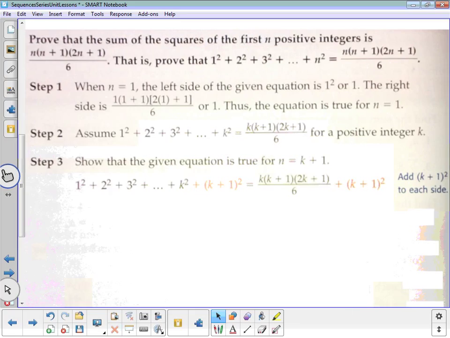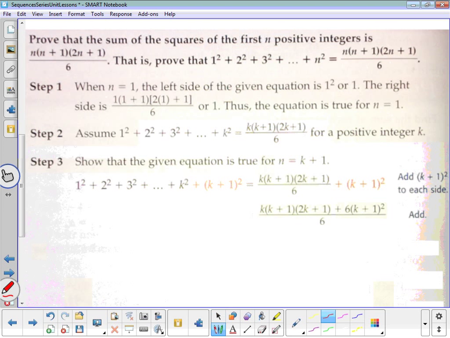So now that I have that, my next step happens to be to go ahead and add this k plus 1 squared over here. So now if I do that, the first thing I have to do is I have to get a 6 in front of this.